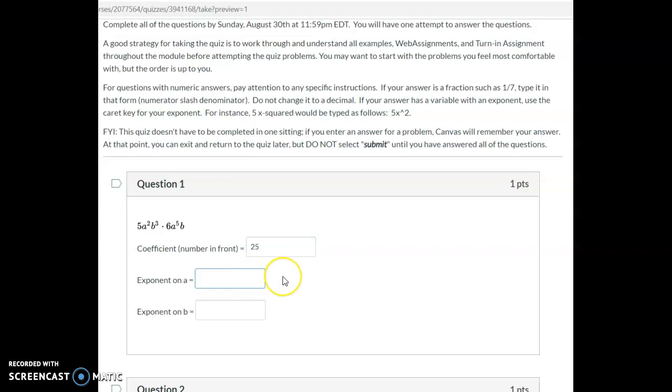The exponent on the a means that you need to apply the appropriate property of exponents to know what you get when you multiply a squared by a to the 5th. Let's say you decided it was a to the 10th. Then the exponent on the a would be 10. The exponent on the b is the same thing. It's identifying what the exponent on the b would be when you multiply b to the 3rd by b. Let's say you decided it was b to the 7th. Then you would type the exponent on the b is 7. Let me know if you have any questions.